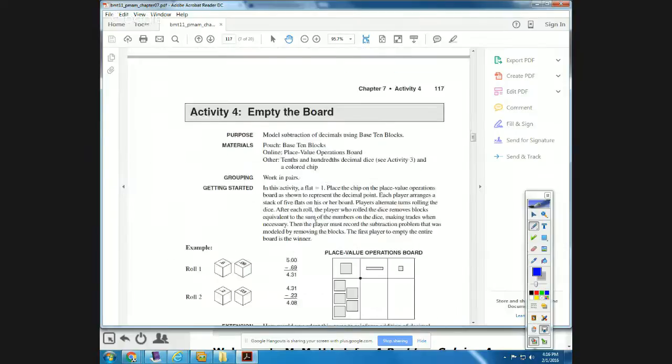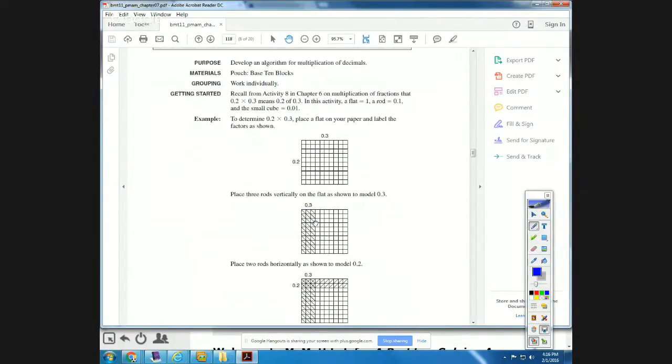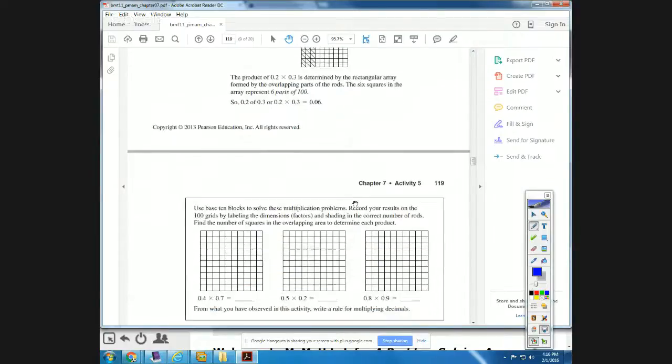Next one, we're skipping 4 and we are jumping to 5. So we kind of looked at 5 a little bit today in class. Those are the area model basically for decimals multiplication. And so that shouldn't be a big deal.